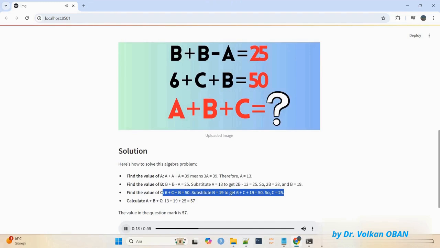Find the value of b. b plus b plus a equals 25. Substitute a equals 13.